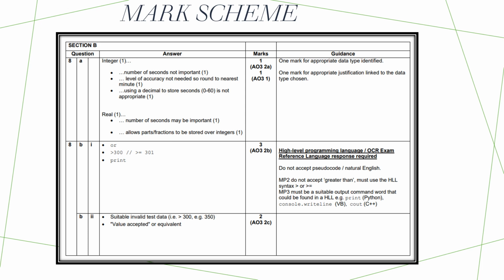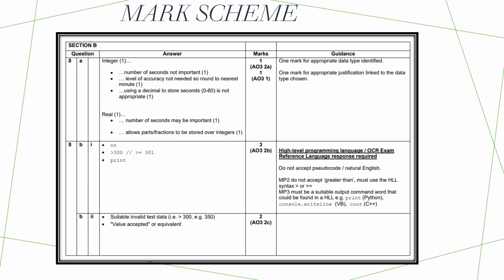For 8b, because it says in the program that it's got to be greater than 300, you need to put that in, or you can include not. You can include greater than or equal to 301, because it needs to be inclusive of 300. So the first gap is or, because we are checking one or the other. The second one is greater than 300, or you can have greater than or equal to 301. And the last one is print.